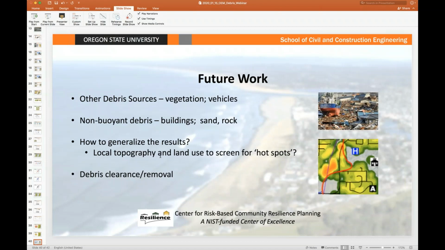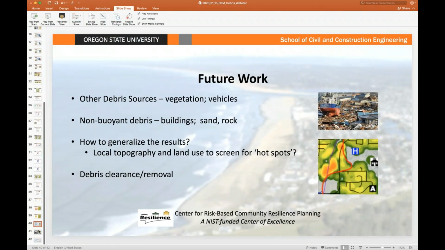And then the last bullet item is debris clearance and removal, and how the forecasting work would feed into that next step of clearing the debris, at least initially for recovery or response, and then debris removal for the longer recovery phase. So that's kind of where some of our work is.